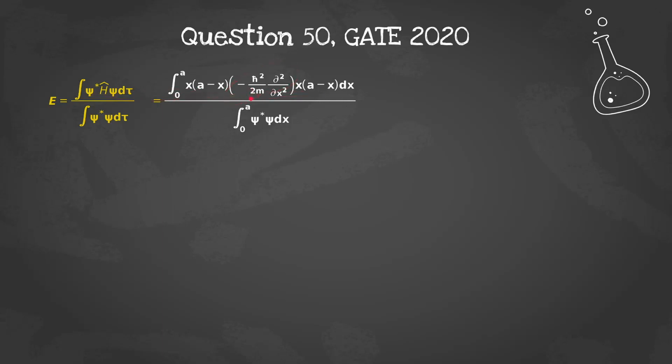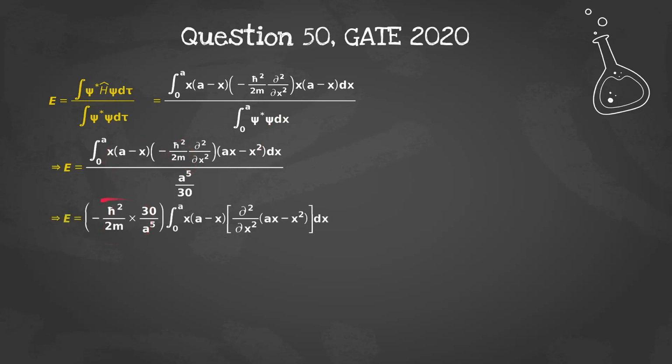H operator is now written as minus h only with the kinetic energy operator. There's no Vx, and go with that. Psi star psi d tau, given for this equation, is nothing but 8 to the power 5 by 30. So this value can be replaced by 8 to the power 5 by 30. This minus h square by 2m can also be taken out, so it will look something like this.